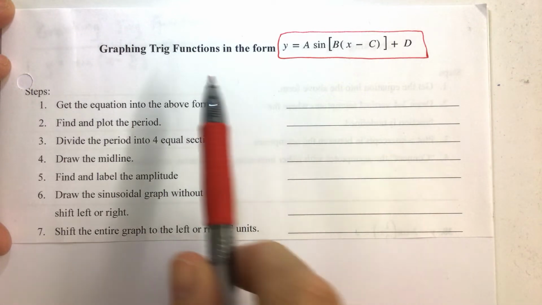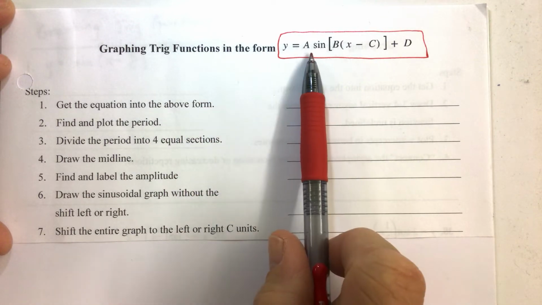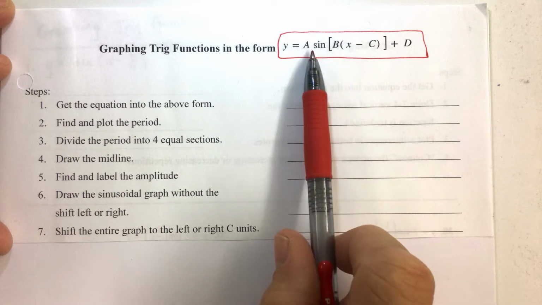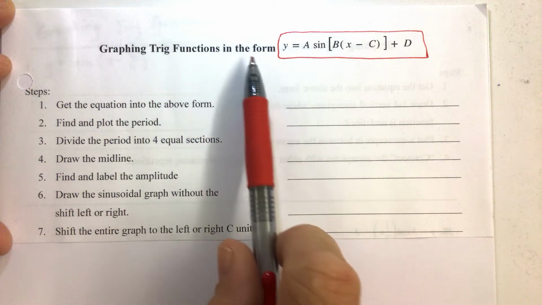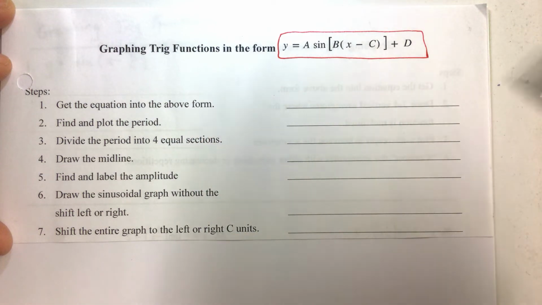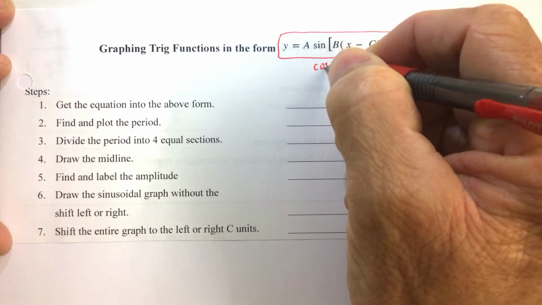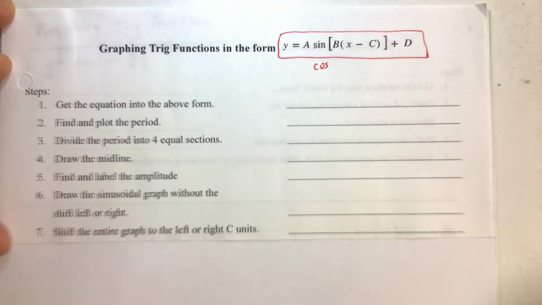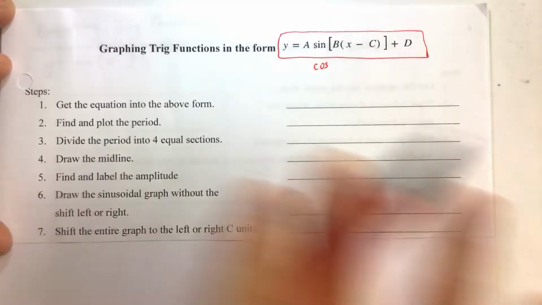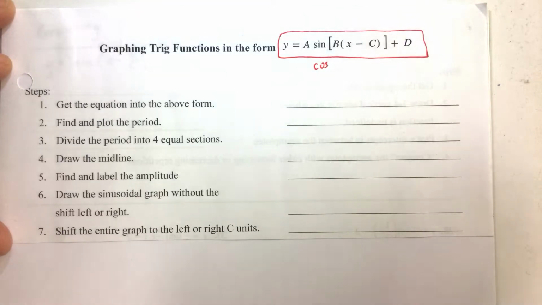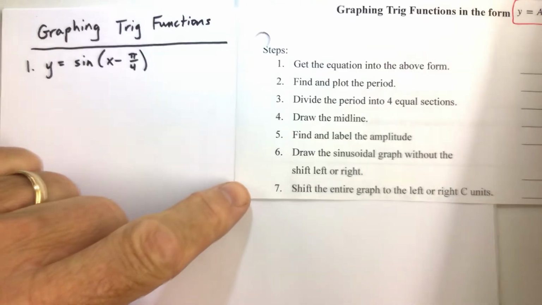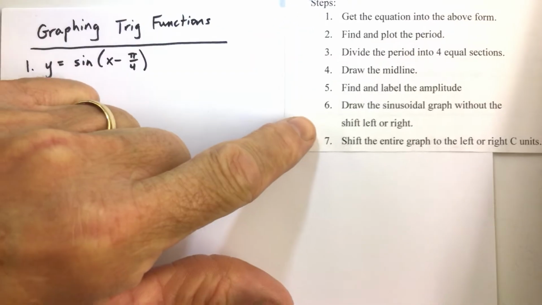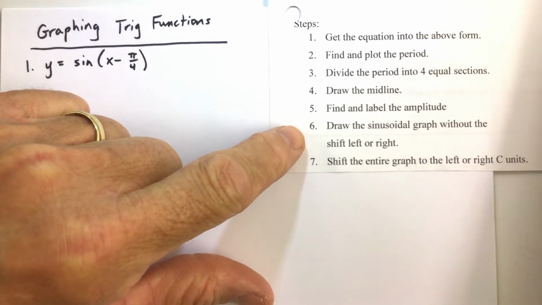So in this video we're going to be graphing some trig functions that have this form, a times sine of all this stuff here plus d. These are what we call sinusoidal functions, and the sine could be replaced with cosine, and we would still follow all of these same steps. And so here are the steps. I'm going to leave those over here off to the side so we can still see the steps while we're graphing this function.